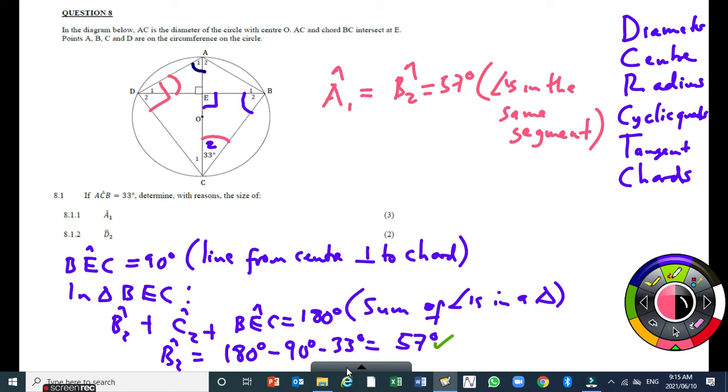You could also find angle A2 if you want. Since we know that this is 90 degrees, and this is 33, you have 33 plus 90, you get A2. A2 is equal to D2. Then that's also angles in the same segment. How do you know angle B is not? Because AC is the diameter.